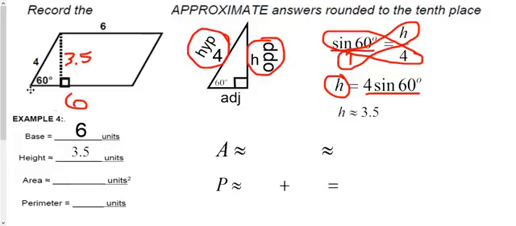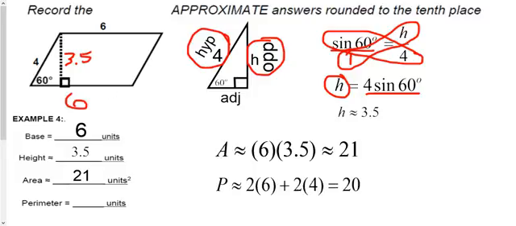The area equals the base, which is 6, times the height we just found, 3.5, which comes out to approximately 21 with that rounded number for the height. And they didn't actually put units in here, so in the answer they're just saying units, and this is area, so it's units squared. The perimeter, 2 times this side, which is 6, plus 2 times this other side, not the height, plus 2 times the 4, which comes out to 20.